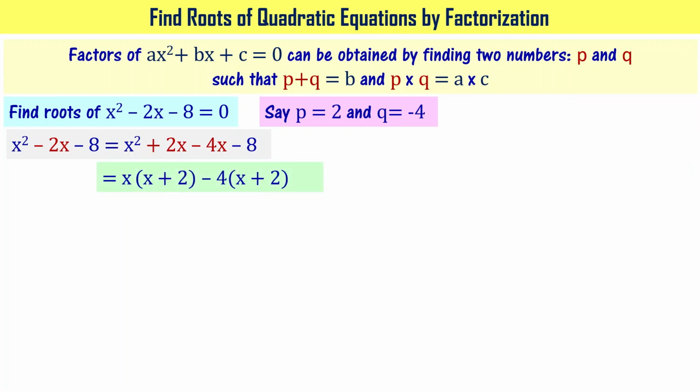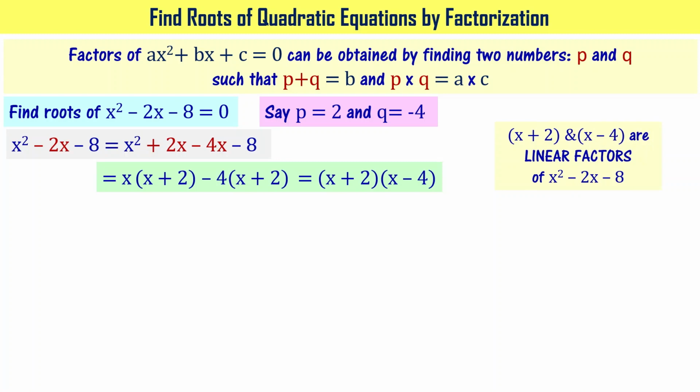If you take x as the common factor from first two terms and minus 4 as the common factor from last two terms, then it can be written as x times x plus 2 minus 4 times x plus 2, right? Now you can take x plus 2 as the common factor such that it can be written as x plus 2 times x minus 4, right? These two, x plus 2 and x minus 4, are called linear factors of x square minus 2x minus 8. X plus 2 is a linear polynomial, right? That's why these factors are called linear factors. Please take a note of this.